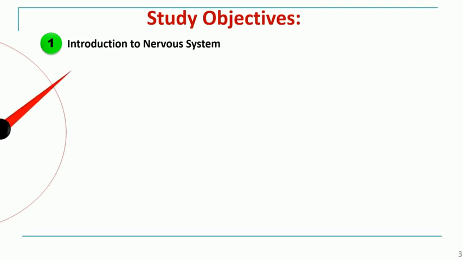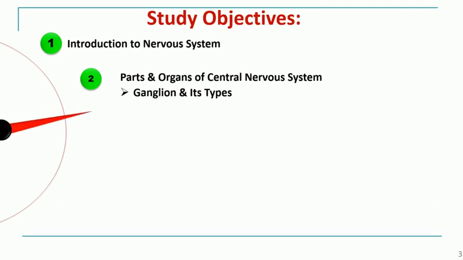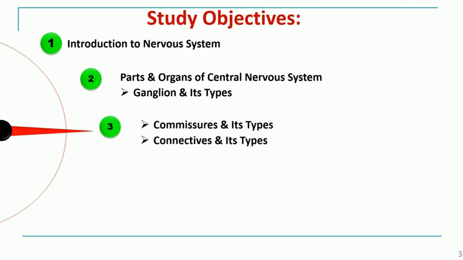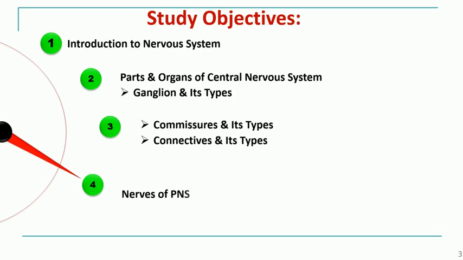The objectives of today's lecture are: introduction to the nervous system, followed by parts and organs of the central nervous system, which includes ganglion, commissures, connectives and their types, and finally we will study the peripheral nervous system, which includes the nerves. So let's begin with the study of the nervous system.